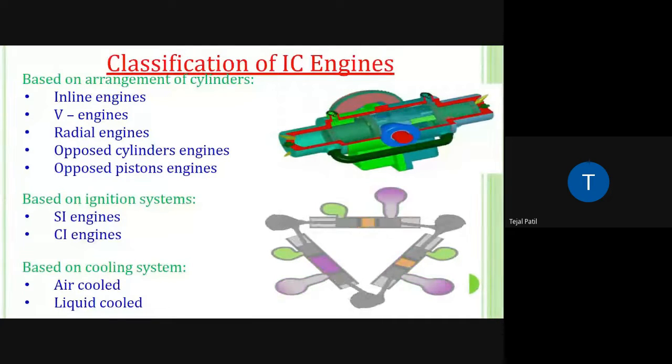Okay. So SI engine means spark ignition engine. That means spark plug is required over there, like in a petrol engine. Okay. CI engine means compression ignition engine. That means just due to the compression, just by increasing the pressure, automatically the ignition is starting. Like in a diesel engine, that is a CI engine. Okay. So all petrol engines are SI engines, all diesel engines are CI engines.